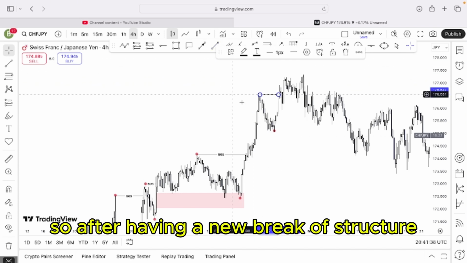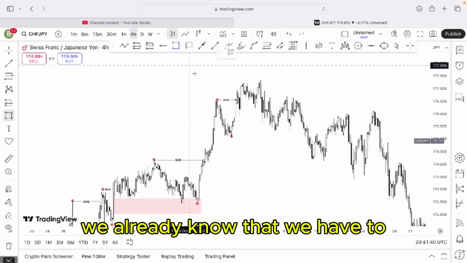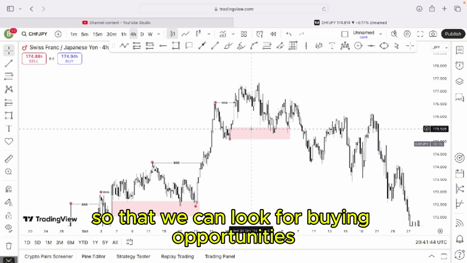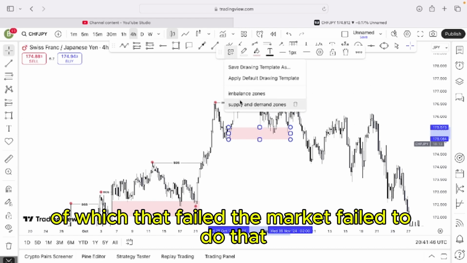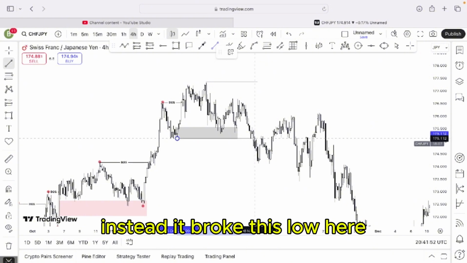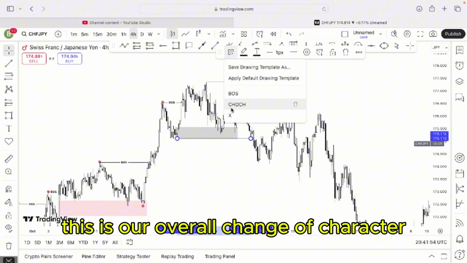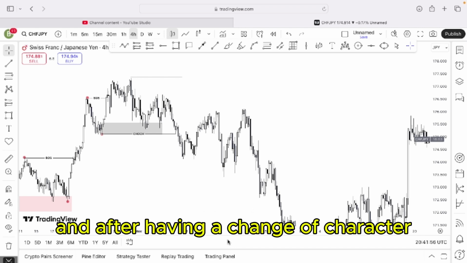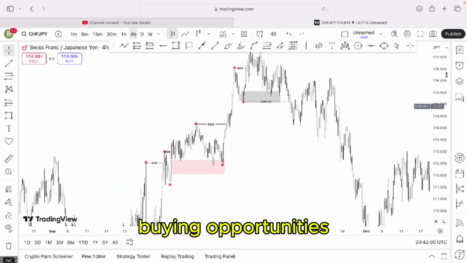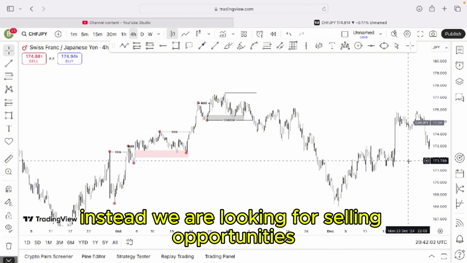So after having a new break of structure, we already know that we have to respect this area of interest so that we can look for buying opportunities, which failed. The market failed to do that, just because it failed to break this high here. Instead, it broke this low here, which means that this is our overall change of character. Then after having a change of character, we know that we are no longer looking for buying opportunities. Instead, we are looking for selling opportunities.